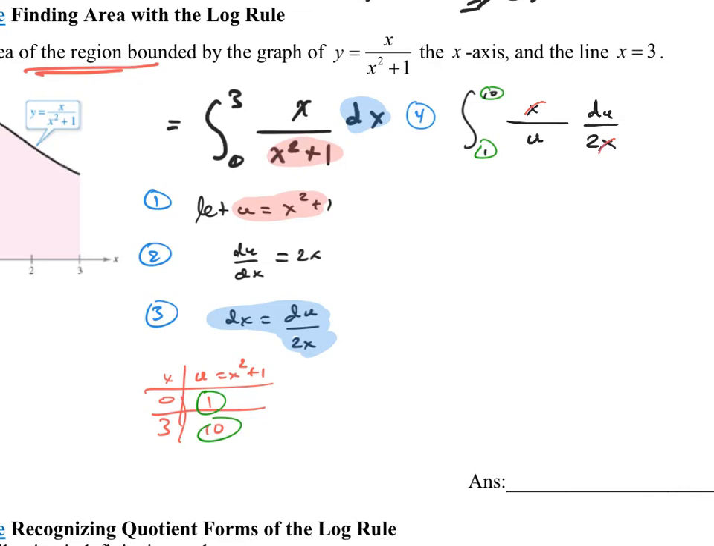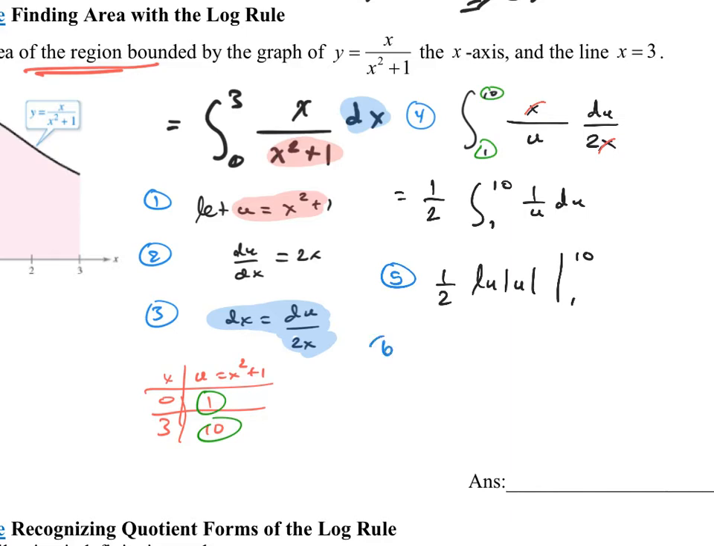Notice that our x's simplify, and we can pull out that 1/2 as a constant multiple. Make sure it's on the bottom. This is from u equals 1 to 10 of 1 over u du. Now we could go ahead and do our integration because everything's in terms of u. So this would be 1/2 times the natural log of the absolute value of u, evaluated from 1 to 10. Again, resist the urge to back substitute for u because we changed our limits of integration here.